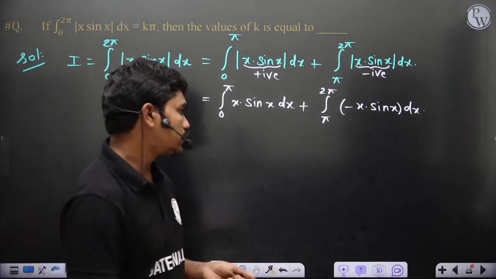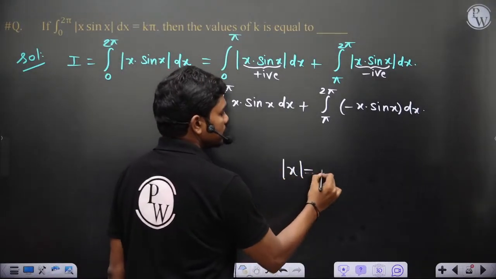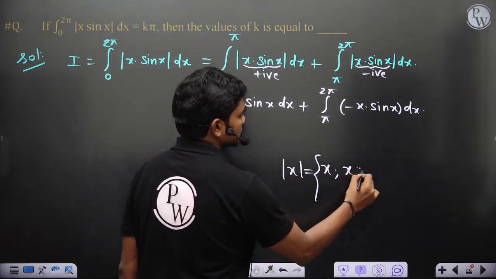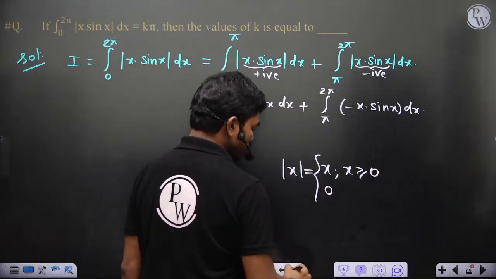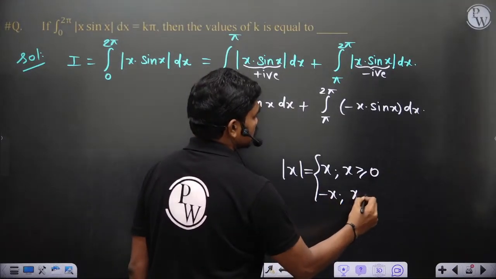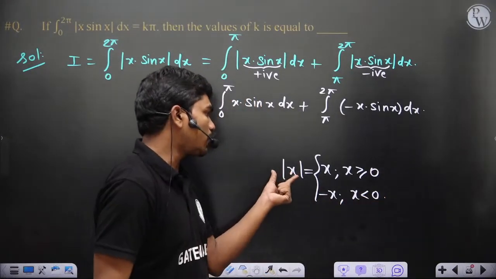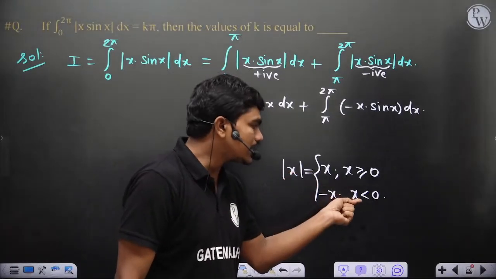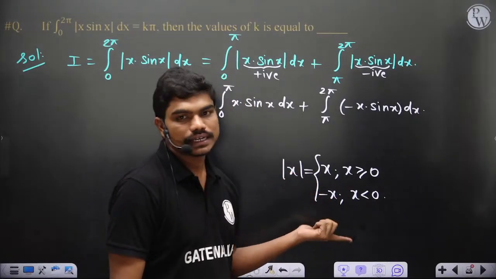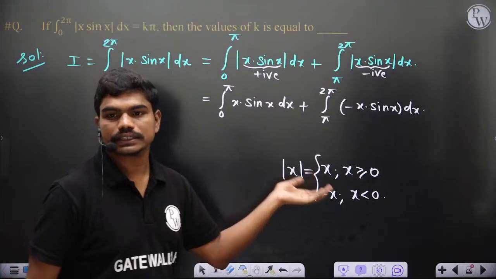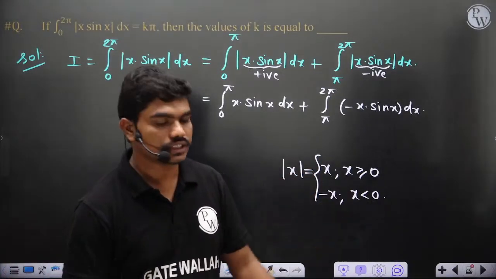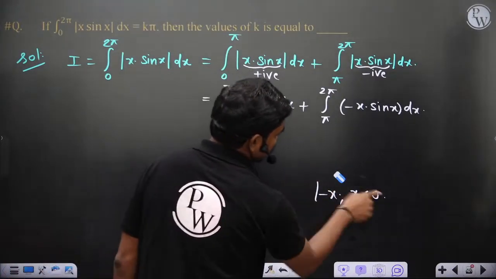The reason is that you all know the mod function is equal to x if x is positive, or 0 of course, and minus x if x is negative. Because the outcome of a mod function is always positive, if x is negative, then minus x is positive. That's it. I think I have given enough explanation on this in the earlier lectures. Then let's see how to integrate this.